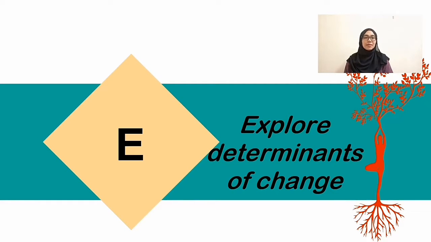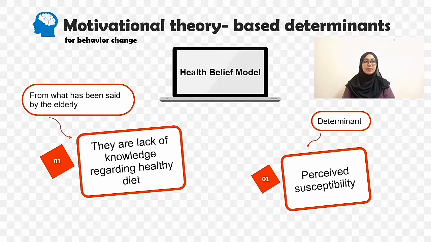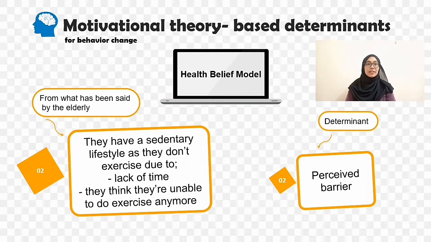Assalamualaikum and hi, my name is Siti Nur Amanina and I'm going to continue the presentation of Explore Determinants of Change. For the first part, motivational theory-based determinants, our group chose to use the health belief model for the behavior of lack of knowledge. The elderly lack knowledge regarding a healthy diet, and the determinant for this behavior is perceived susceptibility. For the second behavior of concern, which is sedentary lifestyle, the elderly don't exercise due to lack of time and they think they are unable to exercise anymore. The determinant for this behavior is perceived barrier.